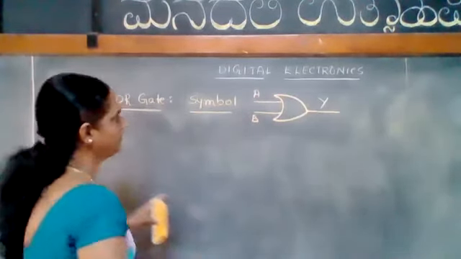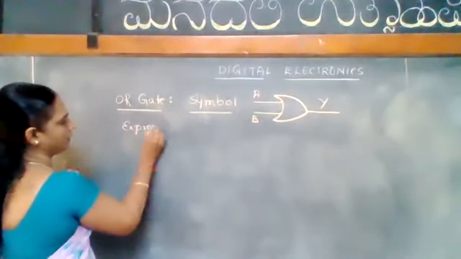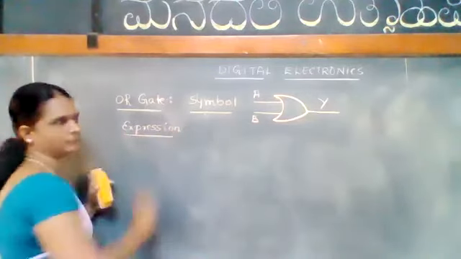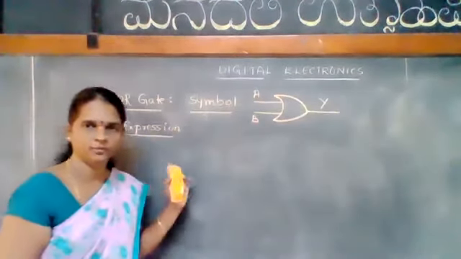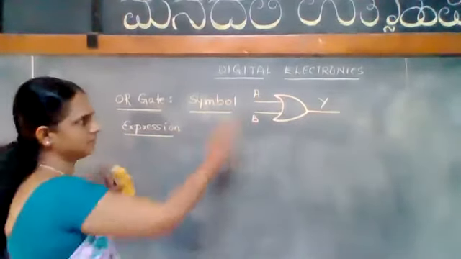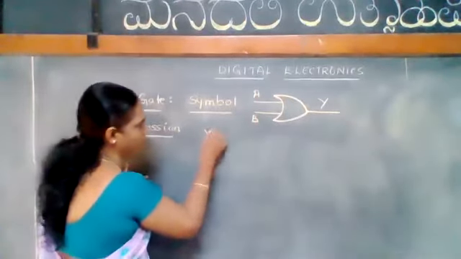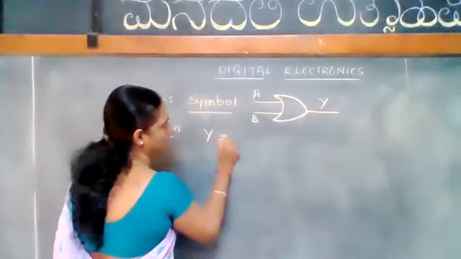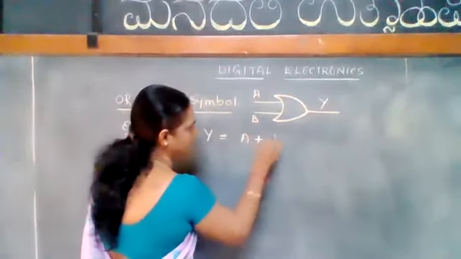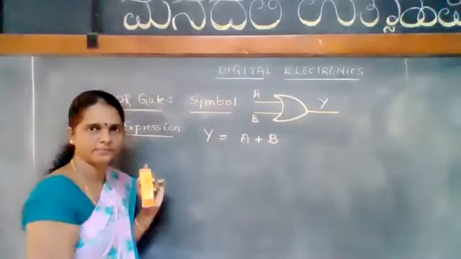Now, what is the Boolean expression for this? This is nothing but the addition. While studying the Boolean rules, we have seen what Boolean addition is. So, this OR gate is nothing but the Boolean addition. Therefore, the expression is written as Y is equal to A plus B.